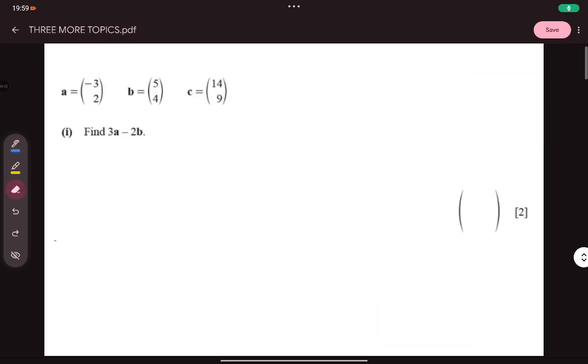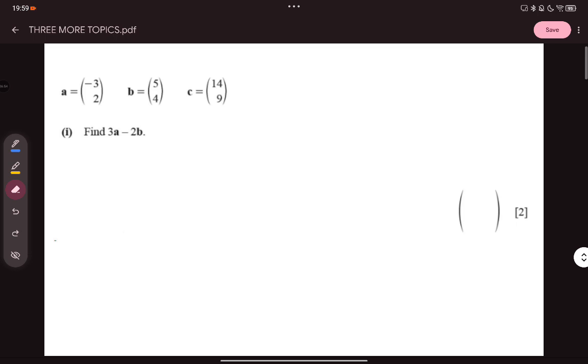Another exam question worth 2 marks. Why not pause the video and try it yourself? While you're doing that, I will try the question, then we can compare answers. So find 3a minus 2b. So they're giving us 3 vectors here. Vector A, negative 3, 2. Vector B, 5, 4. Vector C is 14, 9.